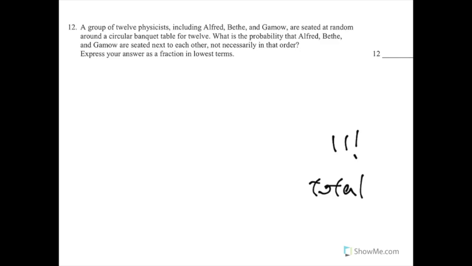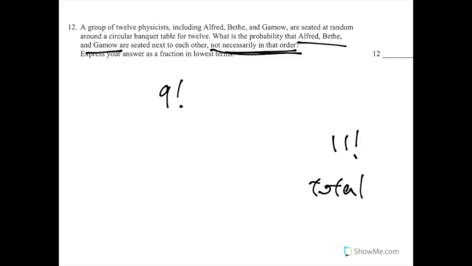we see that since Alfred, Bethe, and Gamma have to sit together, that means that the nine other physicists can sit basically wherever they want in the 9 remaining seats. And so there would be 9 factorial for all of these 9 other physicists. Now, it actually said here that Alfred, Bethe, and Gamma do not need to be seated in this order. And so we need to see how many different orders we can put Alfred, Bethe, and Gamma in.